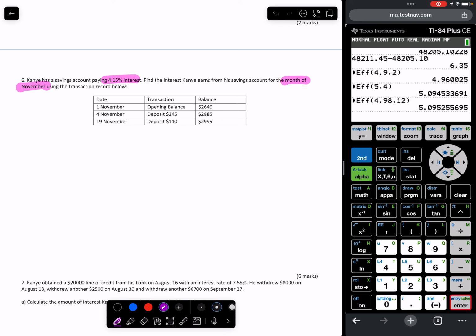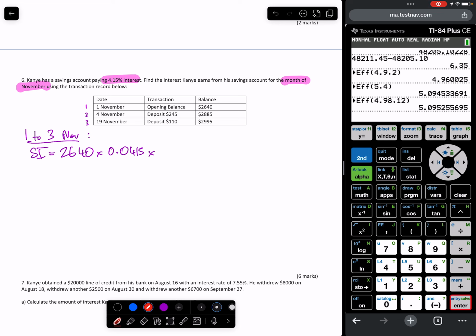So we need to break it up into 3 different SI calculations. So 1, 2, remember the balance changed on the 4th, so we need to work out the interest from 1 to 3 of November. That's going to be SI is equal to, he had 22,640 times by the interest rate of 0.0415 as a decimal, times by, how many days is that?